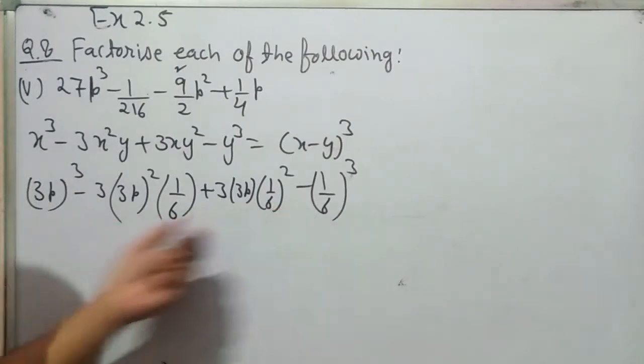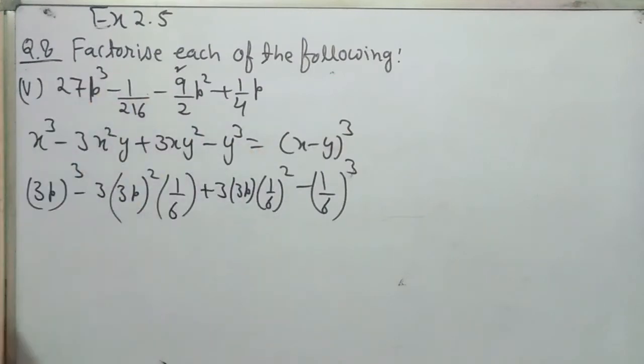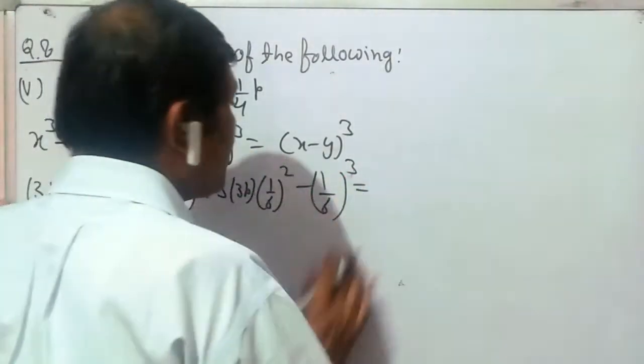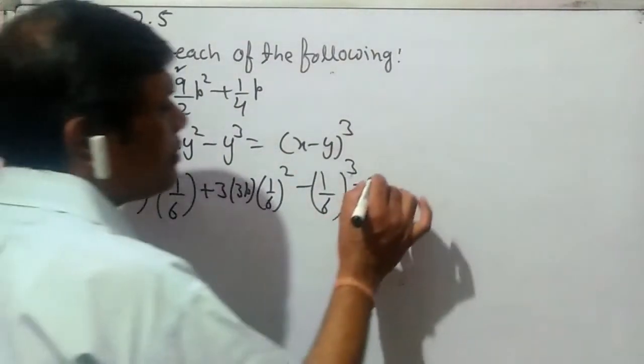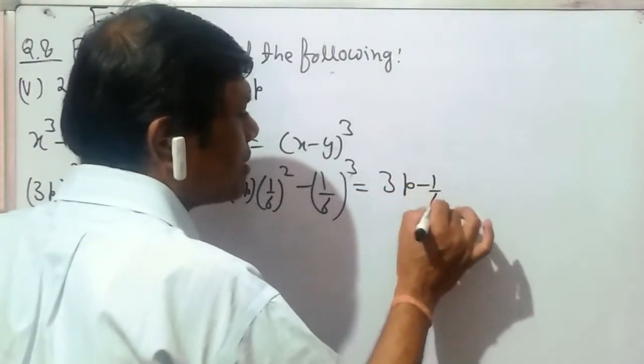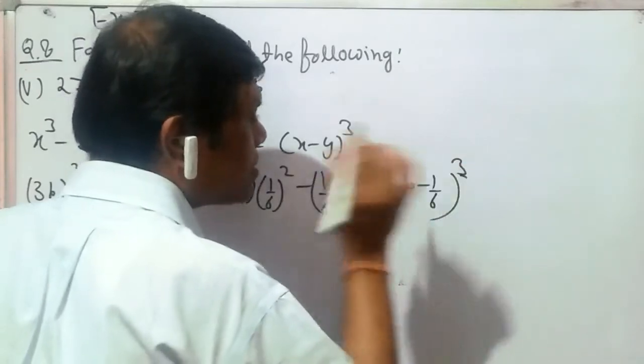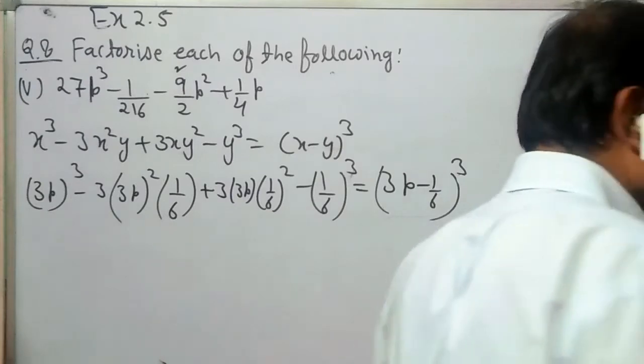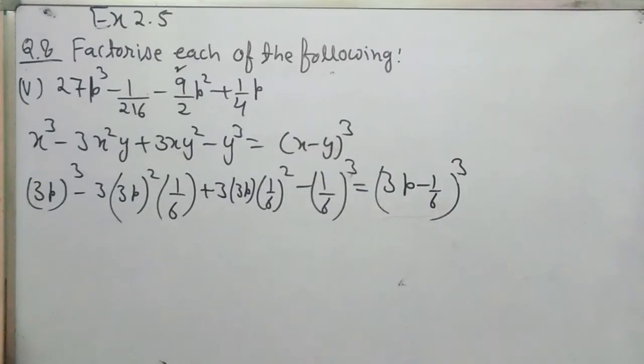When we have matched all the four terms in this form, then we can convert this as x minus y whole cube. That is actually 3p minus 1 upon 6 whole cube. So please remember, students, many a times you will get to know the identity directly. But even after that, you have to match up the terms so that you don't make a mistake.